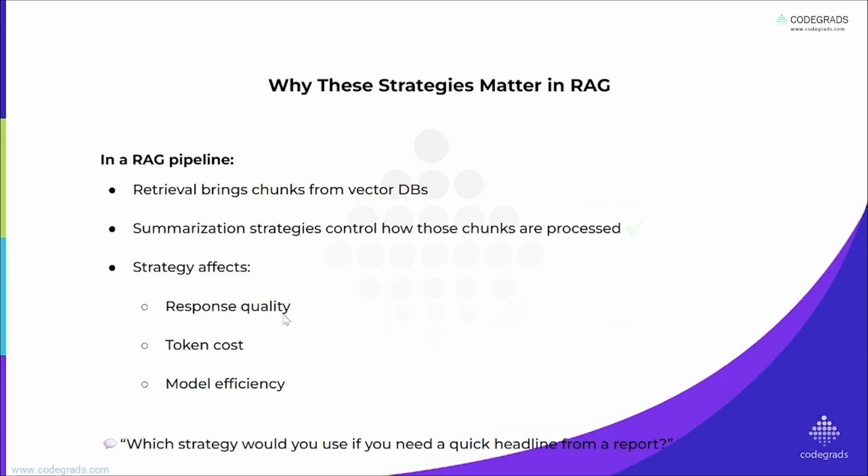Now, strategy affects the response quality. If you are using summarization strategies, then the response quality will be good. The token cost might increase depending on the different strategies involved, and model efficiency will be higher if you are using a summarization strategy.